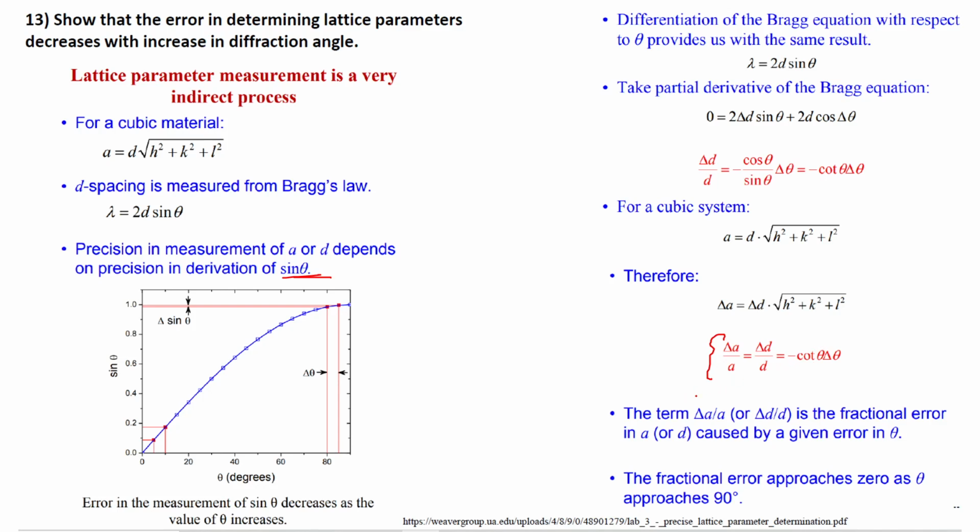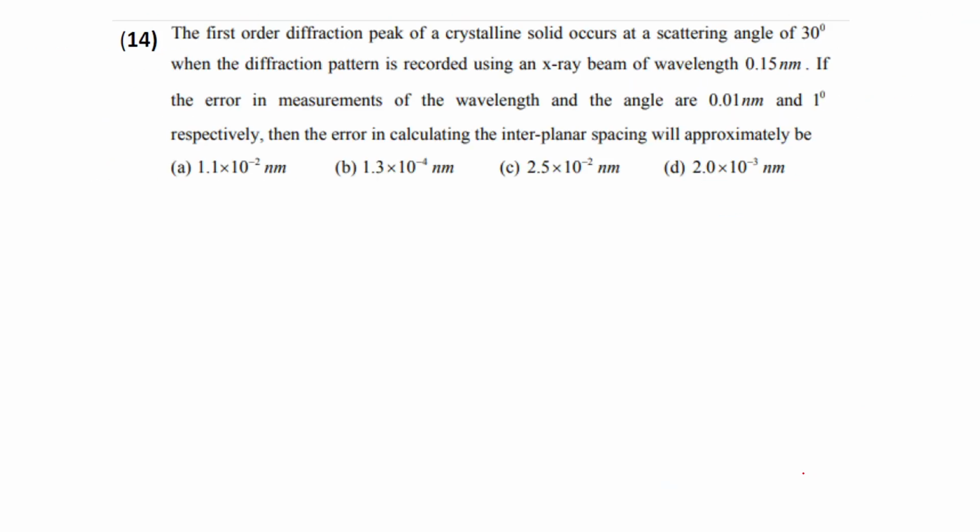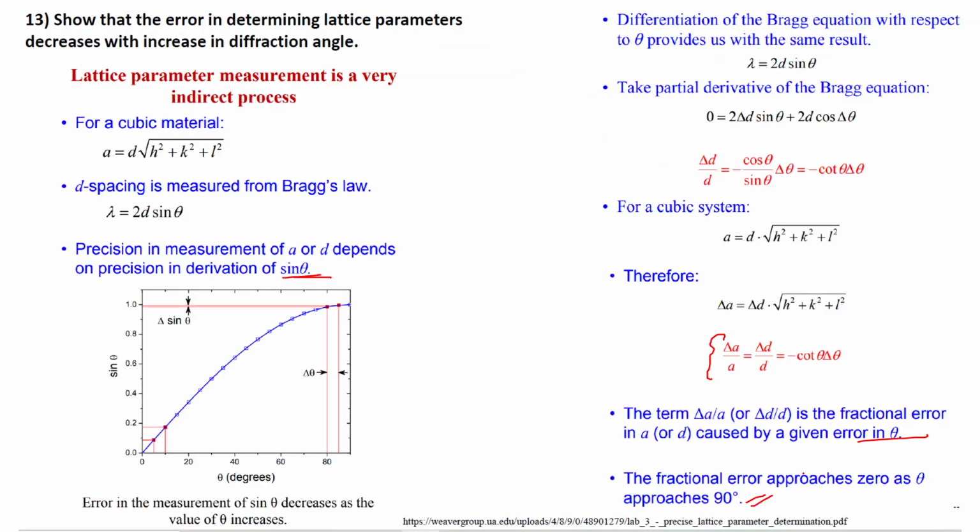So the term delta a by a or delta d by d is the fractional error in a or d caused by the given error in theta. So the fractional error approaches 0 as theta approaches 90 degrees. So that is the error calculation. The next problem is actually related to this. So please go through it, then we will solve the next question.